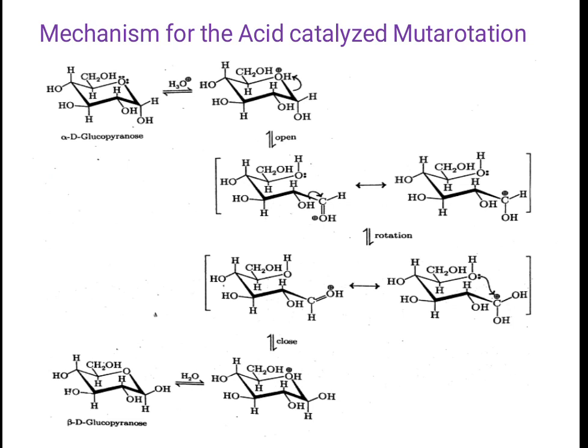Now the mechanism for the acid-catalyzed mutarotation. If you give acid, it can show mutarotation. Now what is the mechanism? You are giving acid, meaning H3O+. Now the ring oxygen will take the proton and be protonated first, then an open chain form will occur. This bond is being broken.